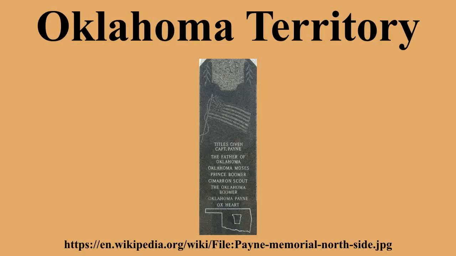The Territory of Oklahoma was an organized incorporated territory of the United States that existed from May 2, 1890, until November 16, 1907, when it was joined with the Indian Territory under a new constitution and admitted to the Union as the State of Oklahoma. The 1890 Oklahoma Organic Act organized the western half of Indian Territory and a strip of country known as No Man's Land into Oklahoma Territory.